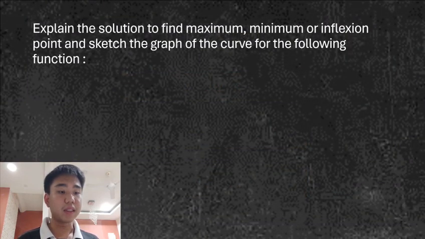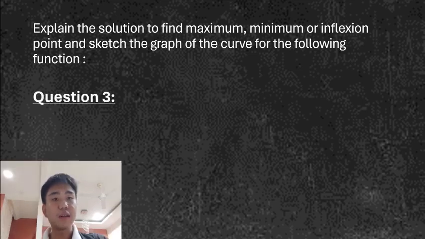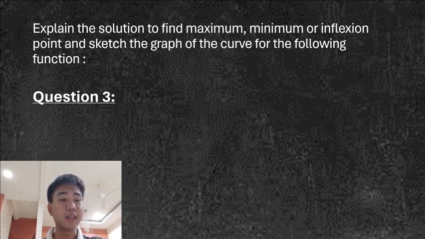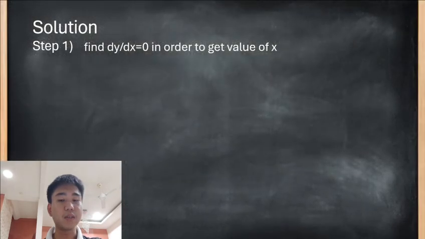What we will present is a way of finding stationary point. My part in this presentation is the first 2 steps, where we will find the value of x and the value of y. Okay, now let's proceed to the example question. Our group question is question 3, where y equals 2 plus 3x to the power of 2 minus x to the power of 3.